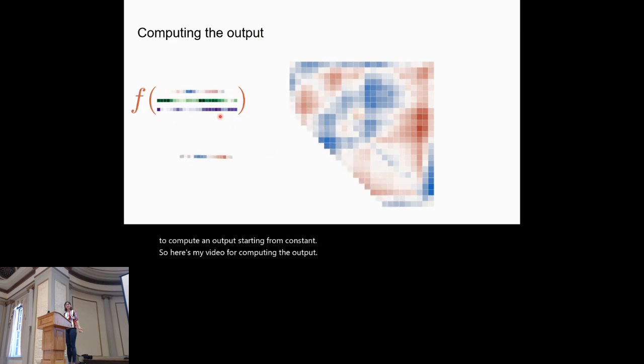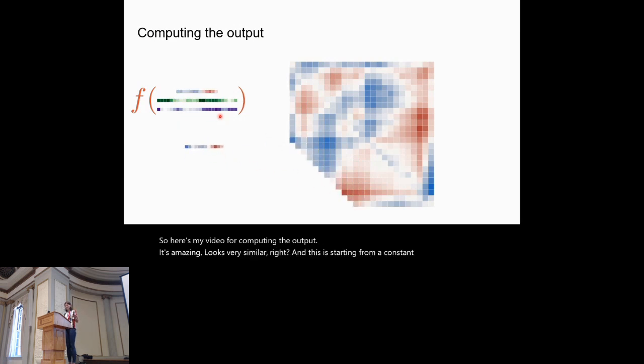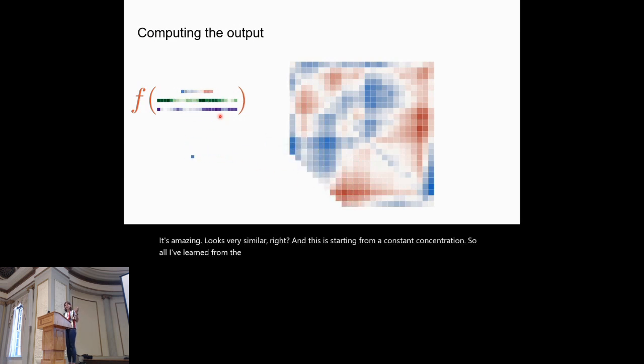It's amazing. Looks pretty similar, right? And this is starting from a constant concentration. So all I've learned from the data are the purple and the green rate parameters. That is it.